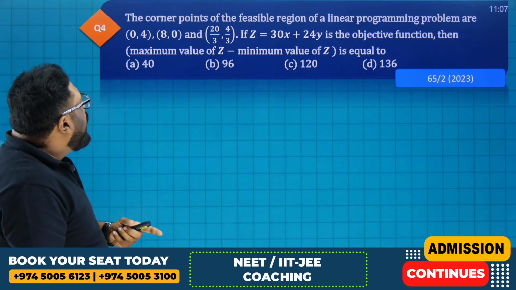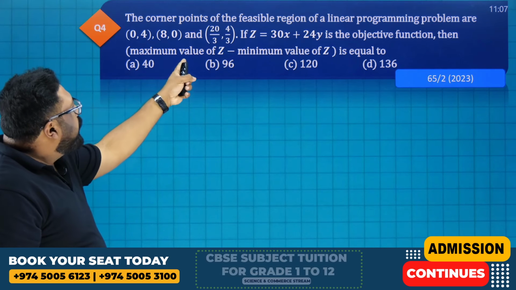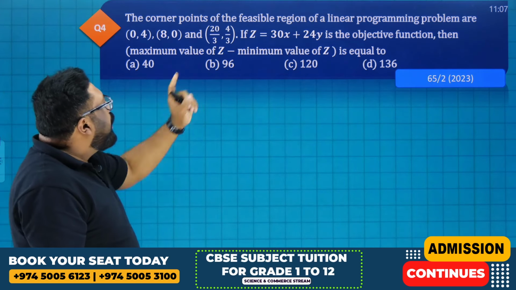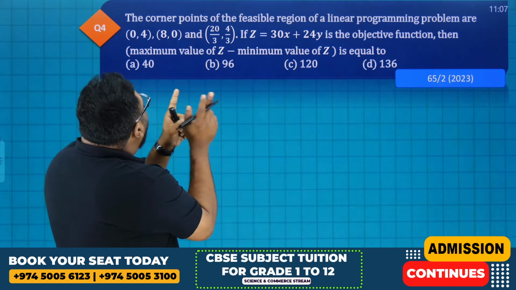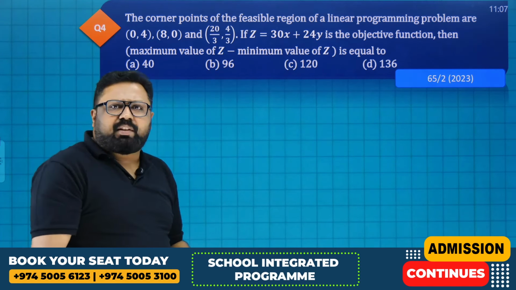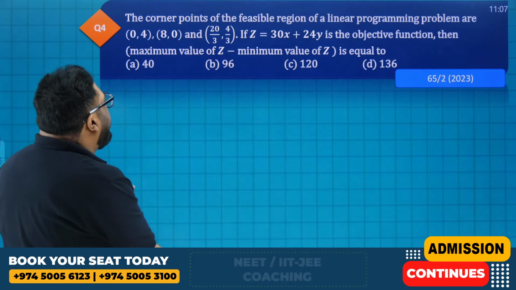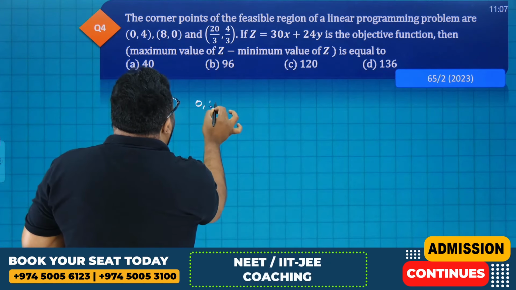The corner points of the feasible region of an LPP are (0, 4), (8, 0), and (20/3, 4/3). There are 3 corner points. Then you have to find out what is the maximum value of z minus the minimum value of z. Very similar question, my dears. We did question number 1 based on the same idea. So we'll just put (0, 4).